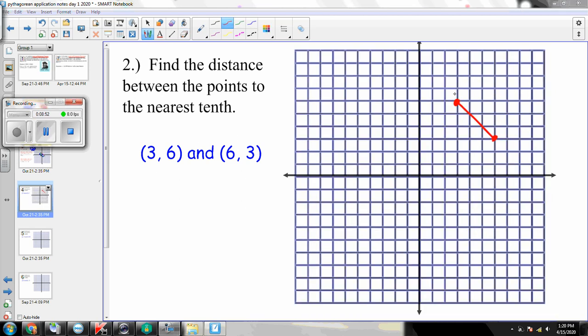Okay, so my first step is to make a right triangle. And there are 2 ways to do it. I could go down and over, or I could go over, and then when I get to this point, go straight down. And then I have a right angle here. This distance that I'm trying to find is the hypotenuse c. It's opposite the right angle. So these are the legs a and b.